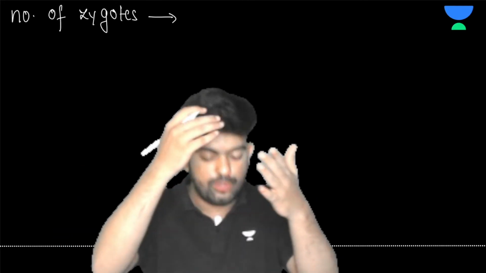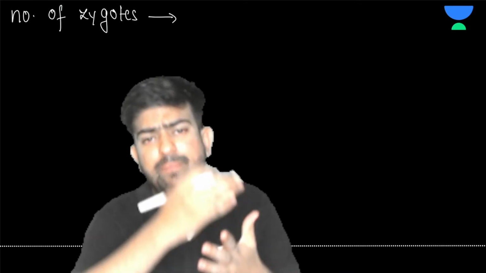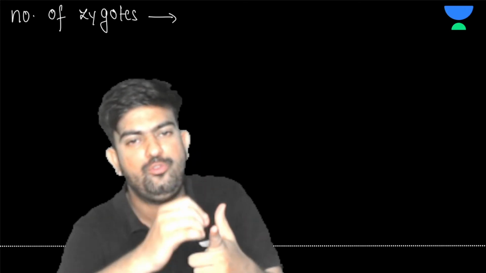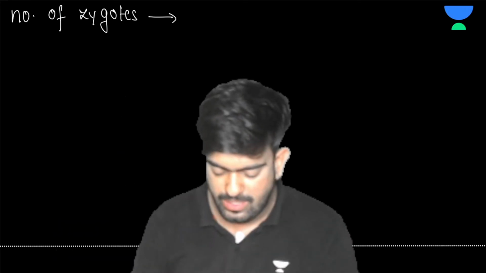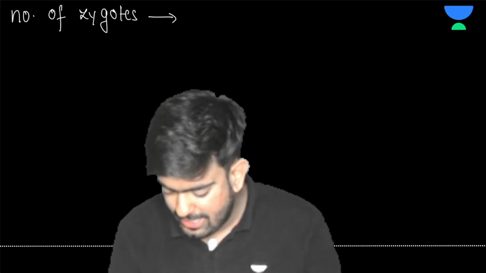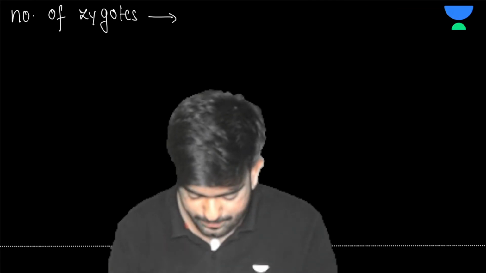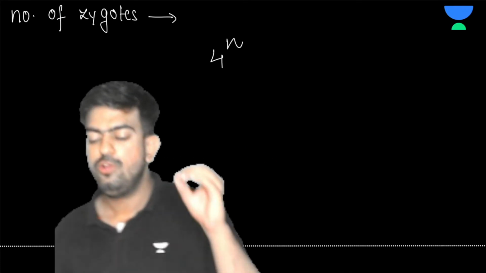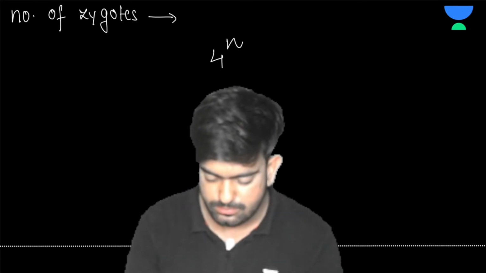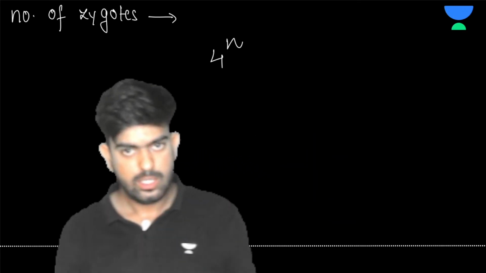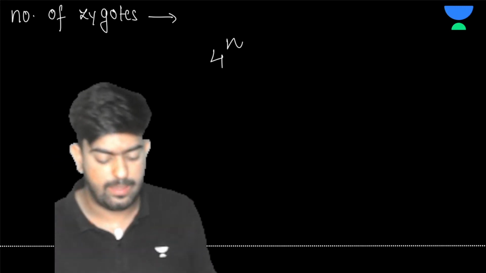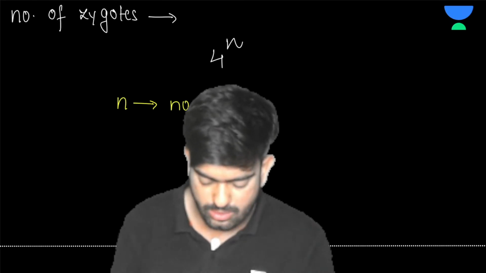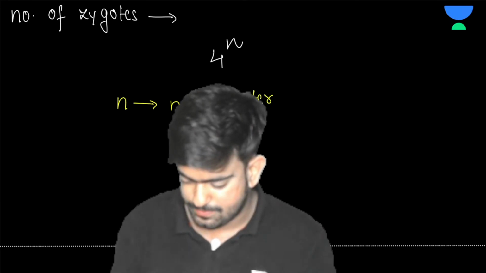Is it clear? So to find the phenotype, you give the least number, 2. To find the genotype, plus 1. To form the zygote, plus 1. So how many are we going to have? We are going to have 4 to the power n. Clear? N is what? N is the same thing, the number of heterozygous pairs.